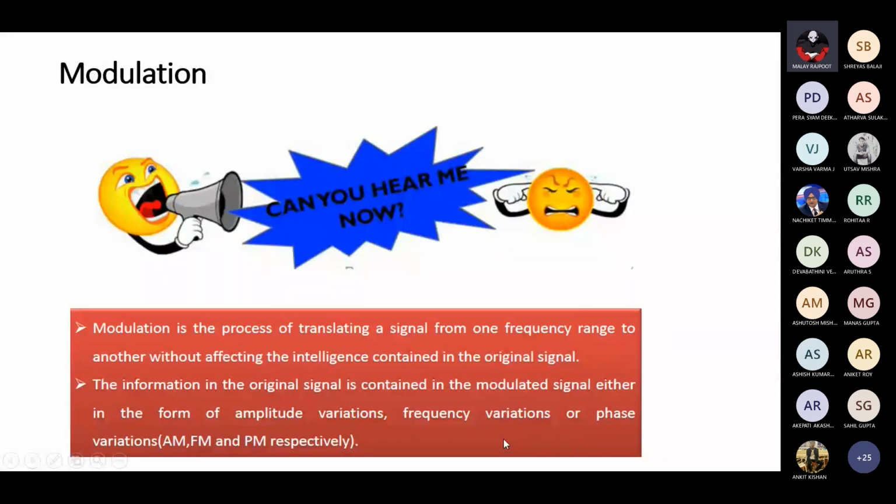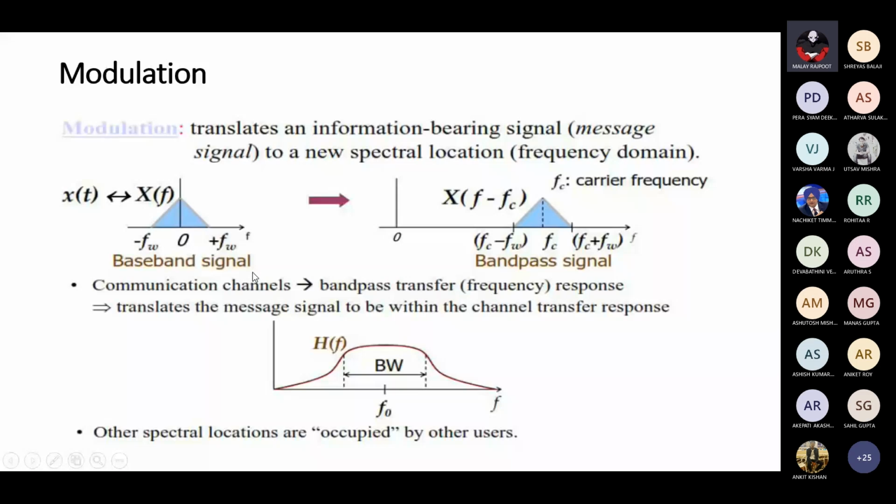This is shown here in terms of spectrum. Here this is the baseband signal. Baseband means the message signal. This is represented as plus fW and minus fW. So this is the spectrum.